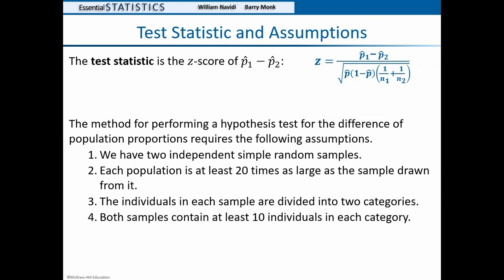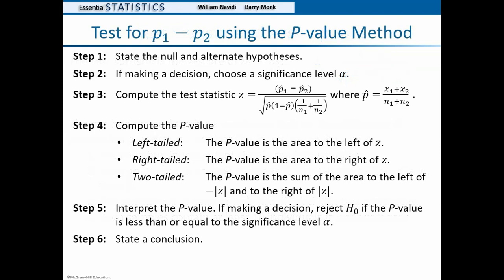So here are the assumptions that we're going to go through with proportions. We have 2 independent simple random samples. Each population is at least 20 times as large as the sample drawn from it. The individuals in each sample are divided into 2 categories, and both samples contain at least 10 individuals in each category. So basically that was saying that there was no overlap between the 2 proportions.